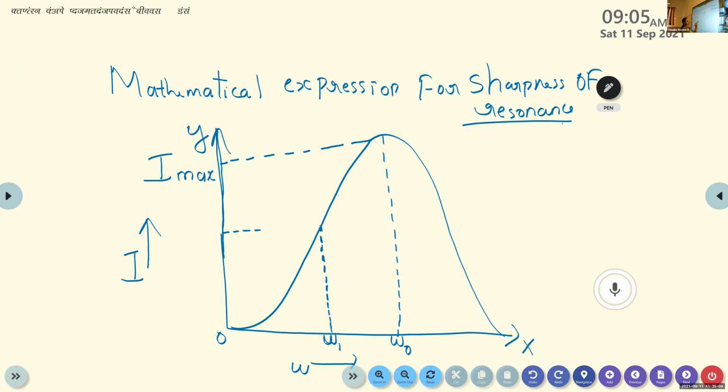Suppose the value of current at this point is taken as I maximum by root 2. The maximum value of current is represented by I maximum, but here we consider a value of current in the upper half cycle, which we take as I maximum by root 2. The corresponding frequency of that upper half cycle is omega 1.